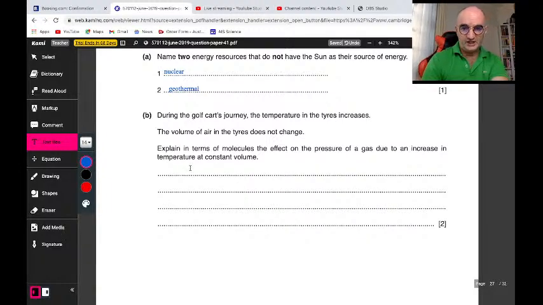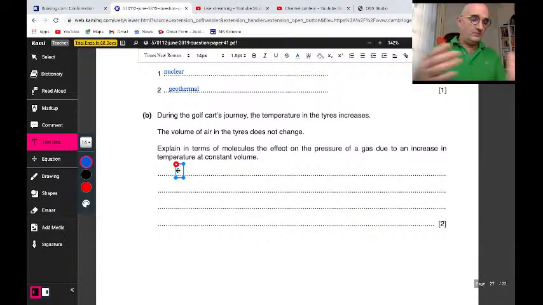During the golf cart's journey, the temperature increases in the tyres as it's going round through friction. The volume does not change because it's a sealed system. The valve is on. Explain in terms of molecules the effect on the pressure of a gas due to an increase in temperature at constant volume. Common sense is true. If we increase the temperature, we increase the pressure.